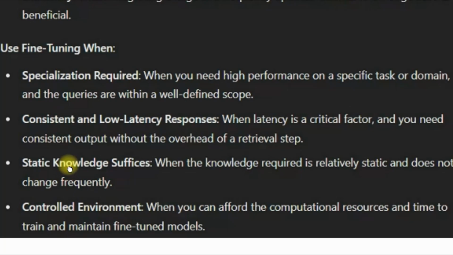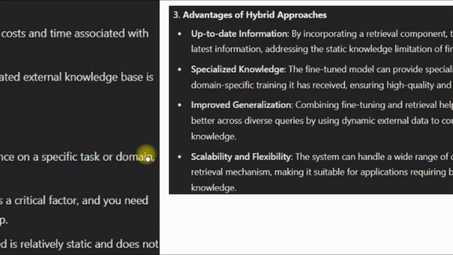Yeah. And the third reason to use fine-tuning is if your knowledge is static and unchanged for a long time, then you can use fine-tuning. And the fourth reason is that we have a controlled environment. You can afford computational resources, and you know how much time for training. You have a process to pre-process the data and to label the data, which means that everything is in the pipeline. Then just apply fine-tuning because you know the process.